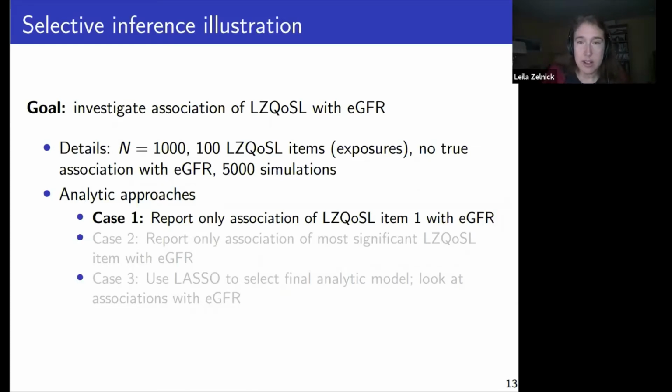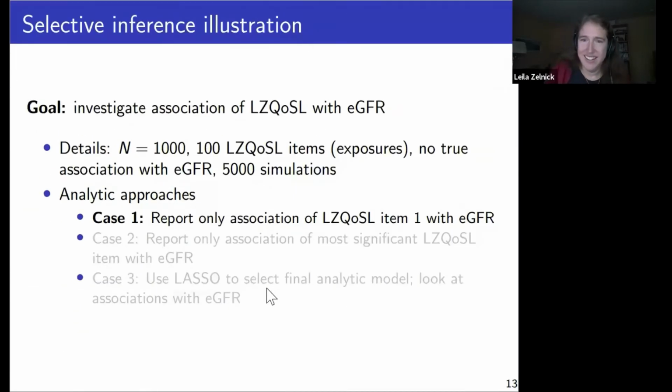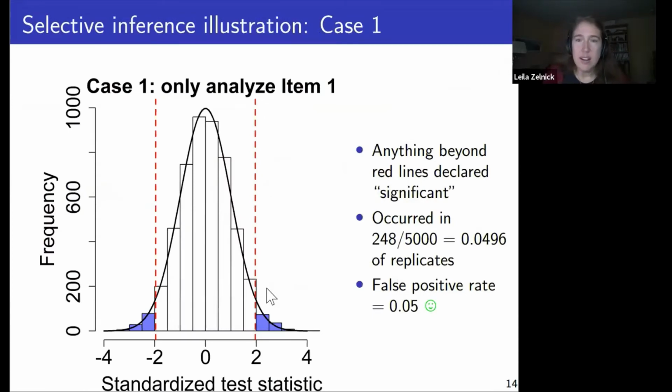And I'm going to look at 3 different analytic approaches. Case 1 is to report only the association of item 1 with EGFR. This is the setting where I have a pre-specified hypothesis. So here is what happened in my simulation. Let me orient you here. I've gone from showing you slopes to showing you test statistics, but you can think of it as on a similar scale.